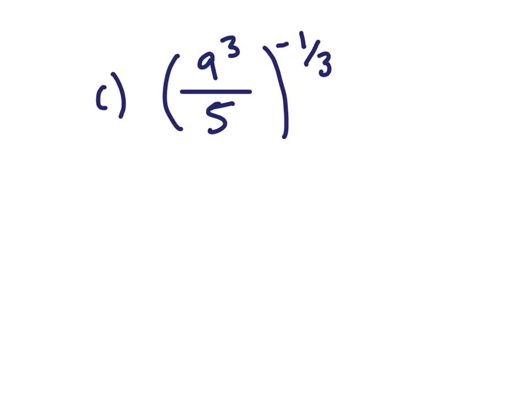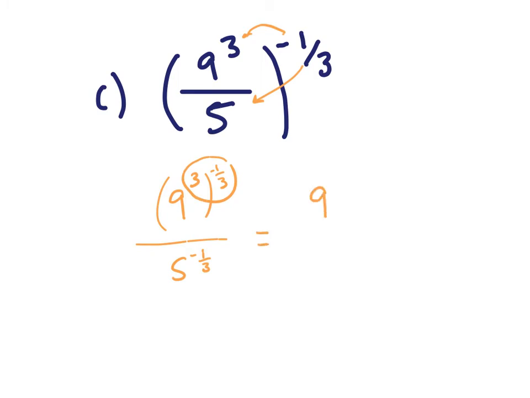Okay, what can we do to simplify this? We're distributing the 1/3 to the top and to the bottom. So just like we did in the last one, how do we distribute it? Multiply. So we have 9 to the power of 3 to the power of negative 1/3, over 5 to the power of negative 1/3. So I'll just write out each step. So we said we multiply here. So what is 3 times negative 1/3? Negative 1. We're multiplying.